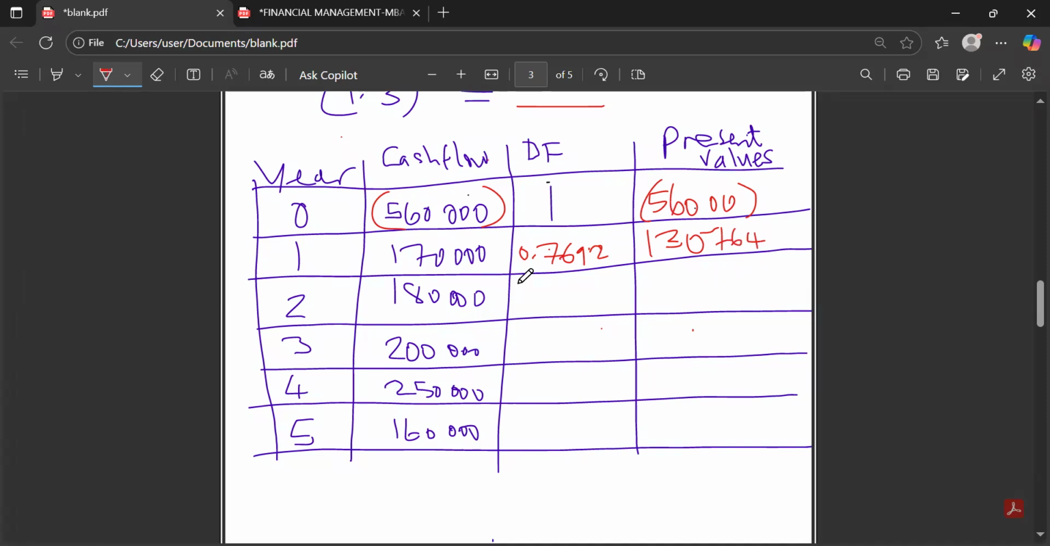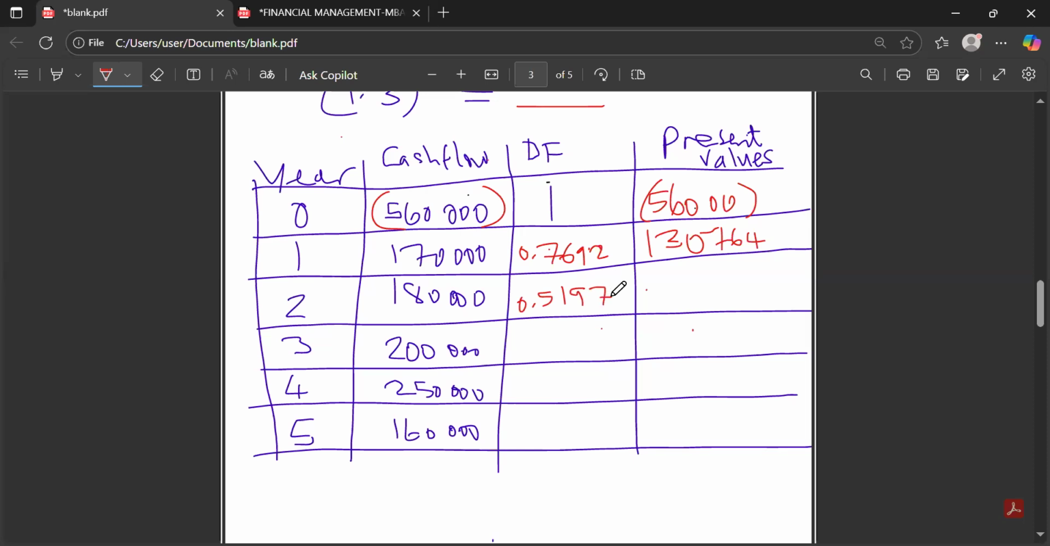Give me the other factor for the second one. The second factor, what are we getting? Give me the factor for the second one. The second one is 0.5917.